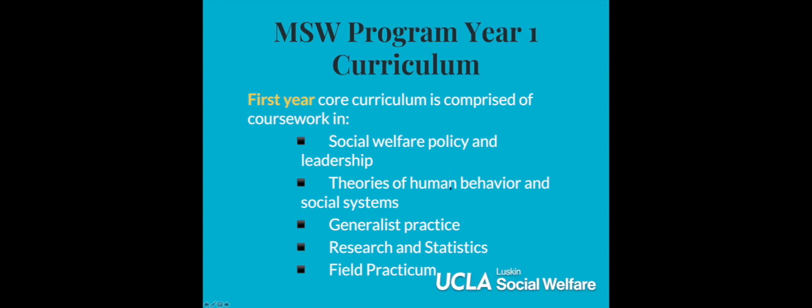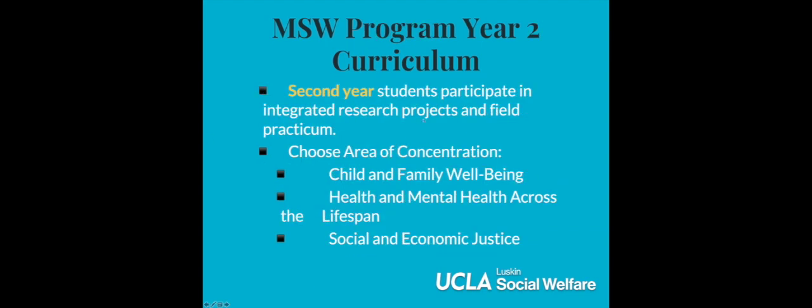Okay, so this is the first year. It's similar for everyone in the first year. And then your second year is where it's going to change. In your second year, you participate in integrated research projects and field practicum. The integrated research project is going to be your capstone project. And then, like we talked about earlier, this is where you choose your area of concentration. Again, child and family well-being, health and mental health, and social and economic justice. These are the three areas of concentration. Okay.